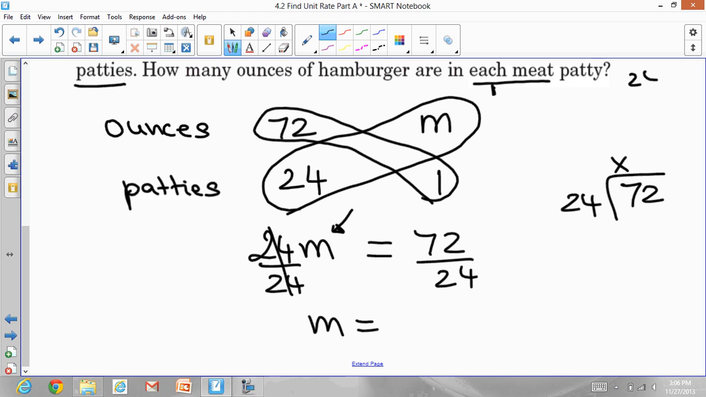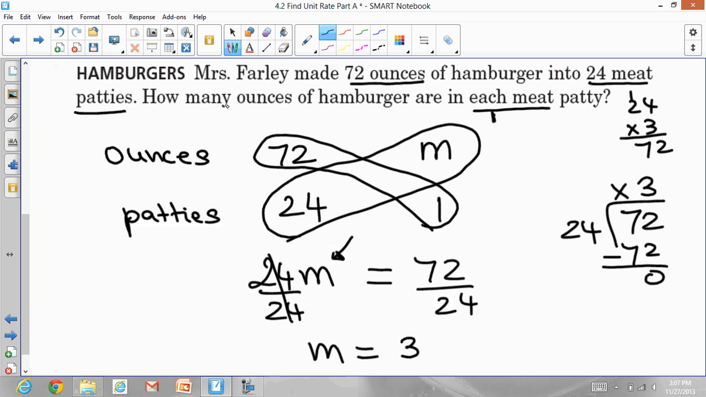Let's see. 24 times 3. 4 times 3 is 12. 3 times 2 is 6, 7. So that'll be 3. So that means 3. Do not just give me 3 as an answer. I need to know what the 3 stands for. The question is asking you how many ounces of hamburger. So the M stands for the ounces. So 3 ounces in each patty. So from now on, I need to know what those numbers stand for.